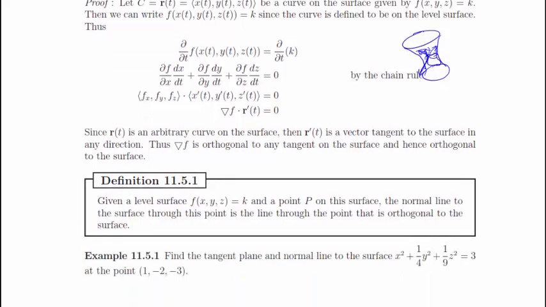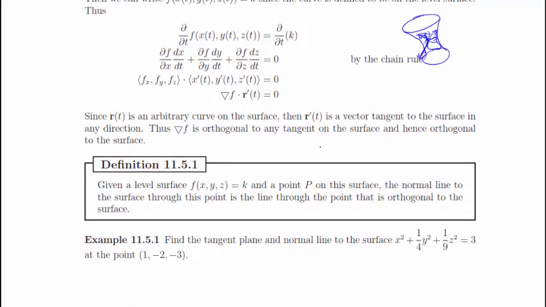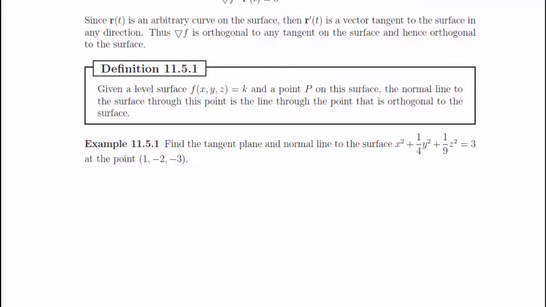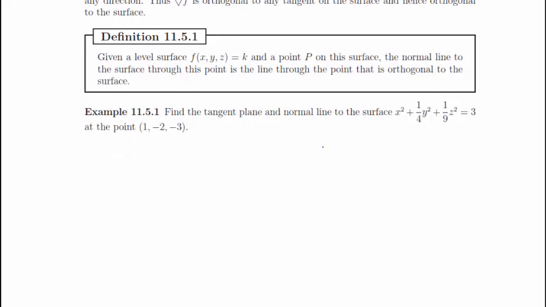And hopefully conceptually, more than anything, that rings true with you. So we're almost done here for this lesson. Definition 11.5.1: given a level surface f of x, y, z equals k, and a point P on this surface, the normal line to the surface through this point is the line through the point that is orthogonal to the surface. I should really be bolding this. This is what we're defining, the normal line right here. So I'm defining a normal line through a point on a surface to be the line that goes through the point in an orthogonal direction to the surface.